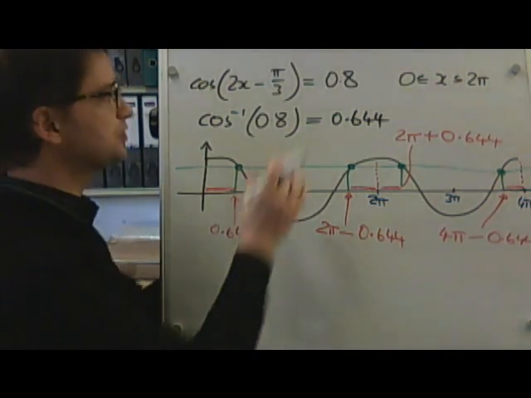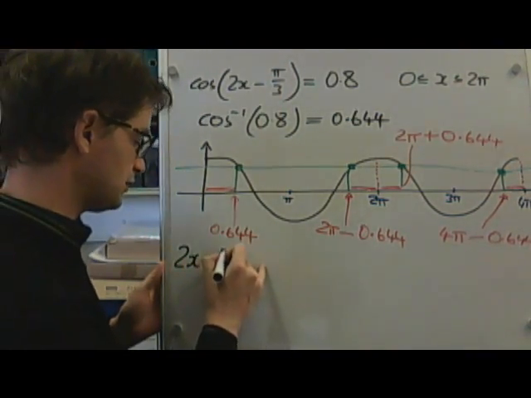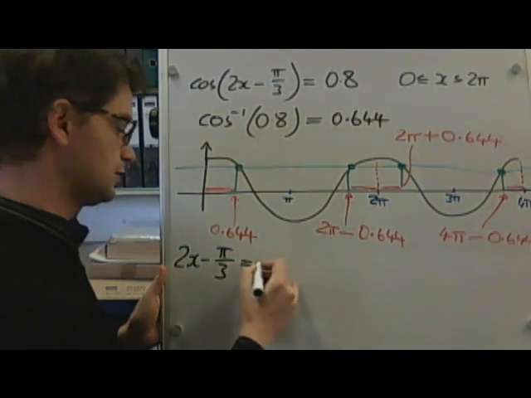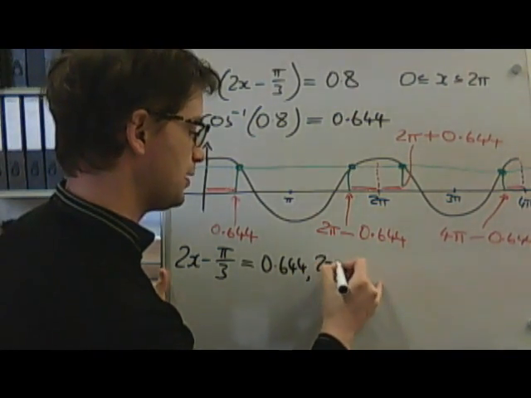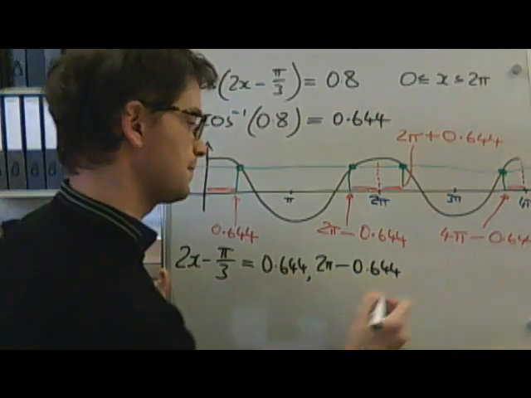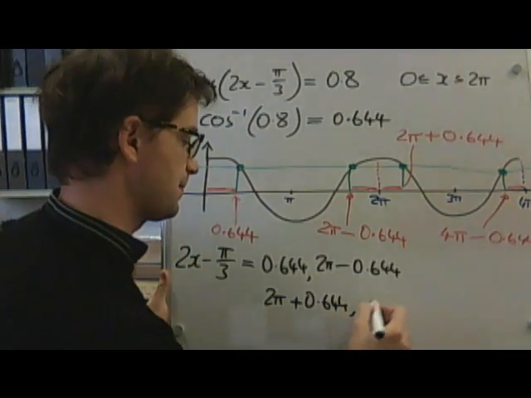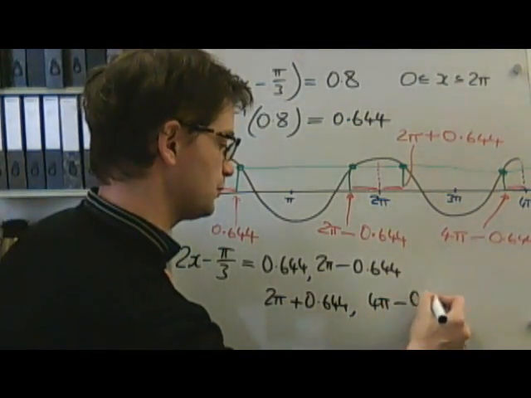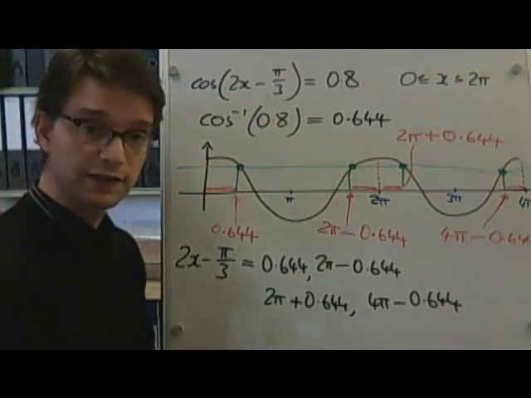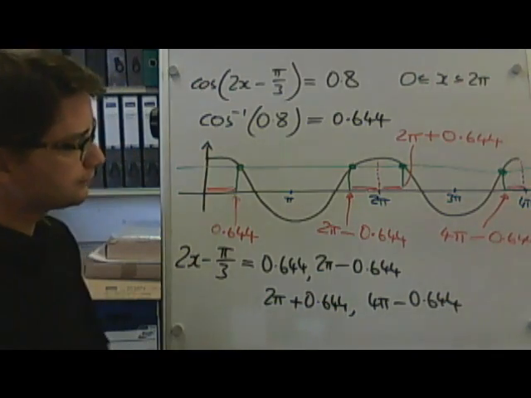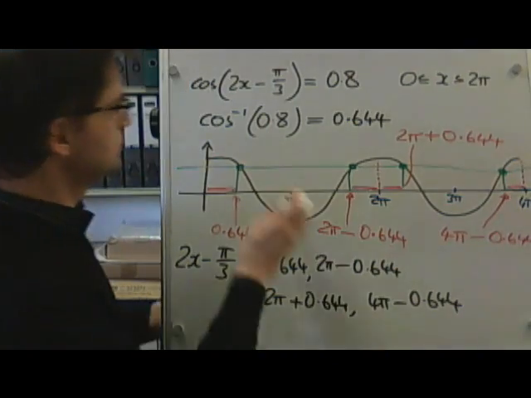But this time we're finding possible values of 2x minus pi by 3. So we've got 2x minus pi by 3 equals 0.644, 2 pi minus 0.644, 2 pi plus 0.644, and 4 pi minus 0.644. 4 possible values for 2x minus pi by 3. If you're copying this out, keep going down below.